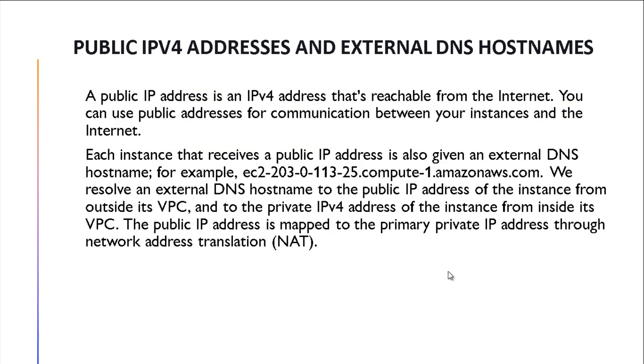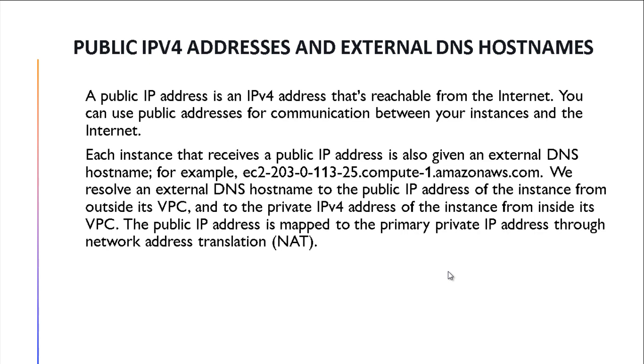Next, public IP addresses and external DNS hostnames. A public IP address is an IPv4 address that is reachable from the internet. A private IP address is not reachable on the internet, but the public IP address is reachable on the internet. You can use public IP addresses for communications between your instances and the internet. Each instance that receives a public IP address is also given an external DNS hostname.